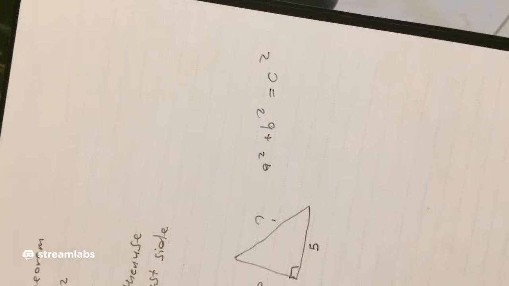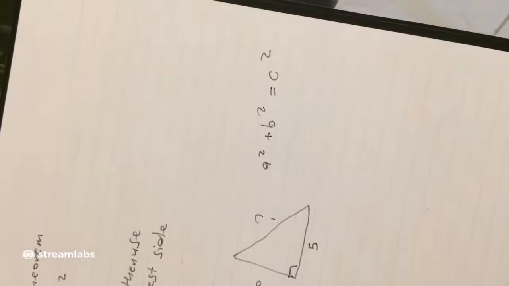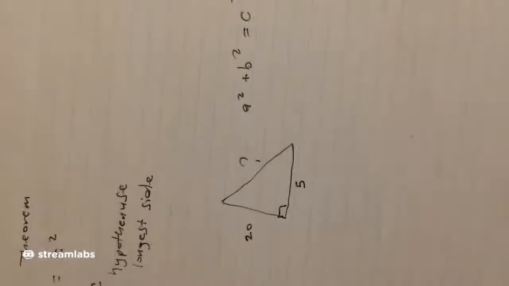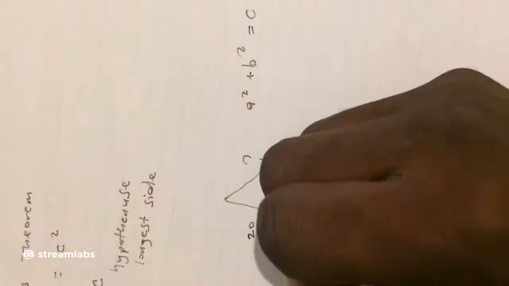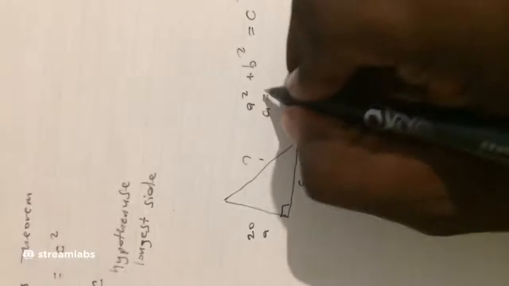Then what we have to do is identify what the a, b, and c values are. What's the value for a? We're using this triangle right here. What's the value for a? Alright, so the value for a is 20. So over here we have a, so a is equal to 20.